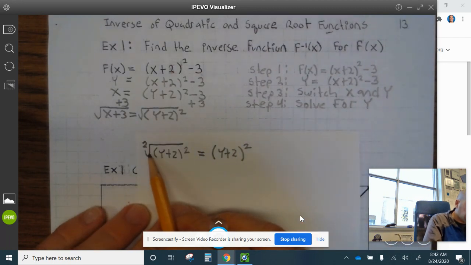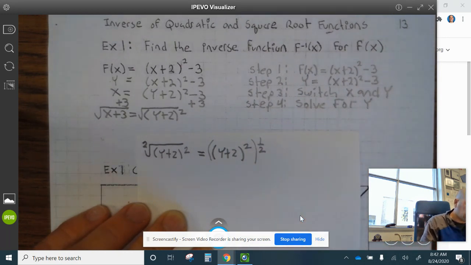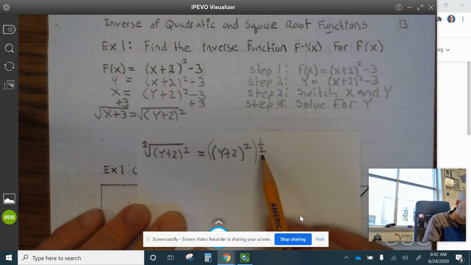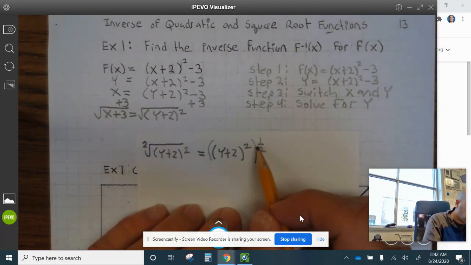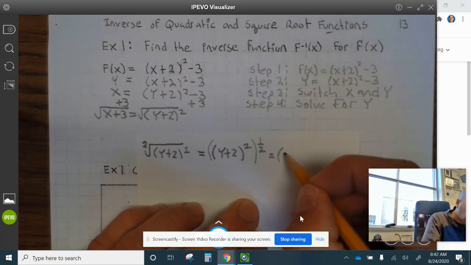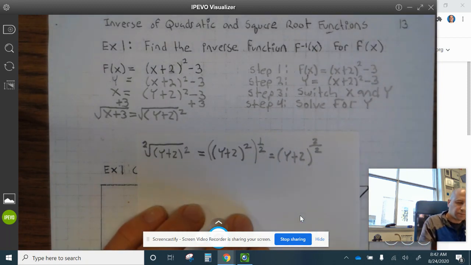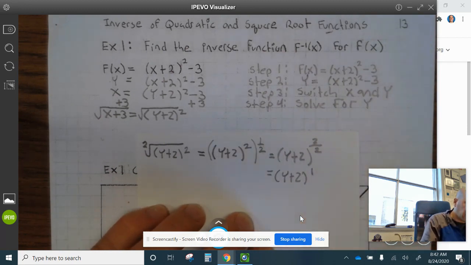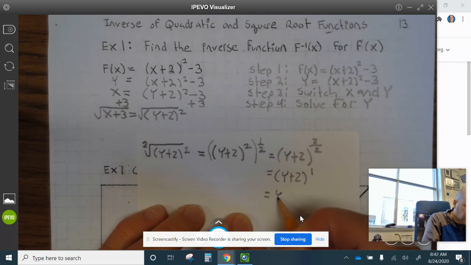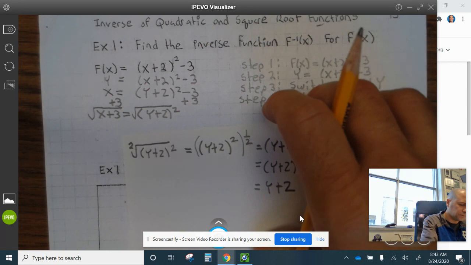When you say square root, that's technically to the 1/2 power, okay? So this is to the 1/2 power. And the reason why that's important is because whenever you have an exponent to a power, you multiply. So this becomes y plus 2 to the 2 divided by 2, which equals y plus 2 to the first power, which can be written as just y plus 2. Okay?